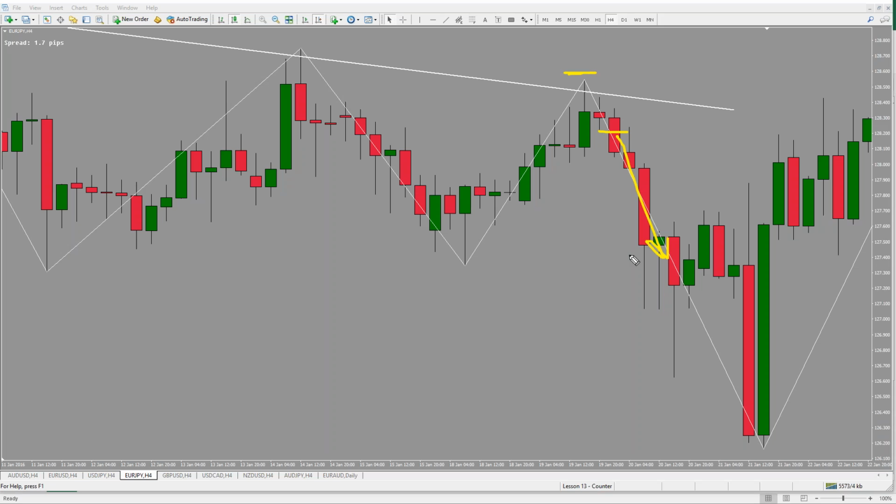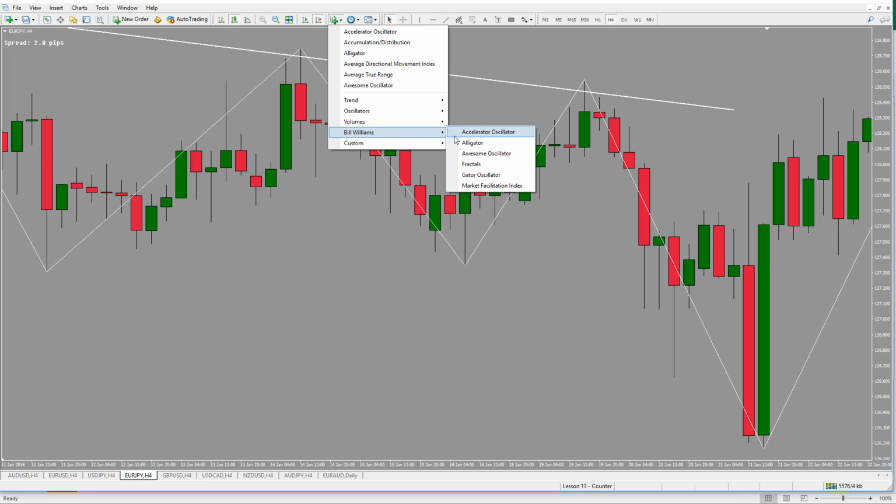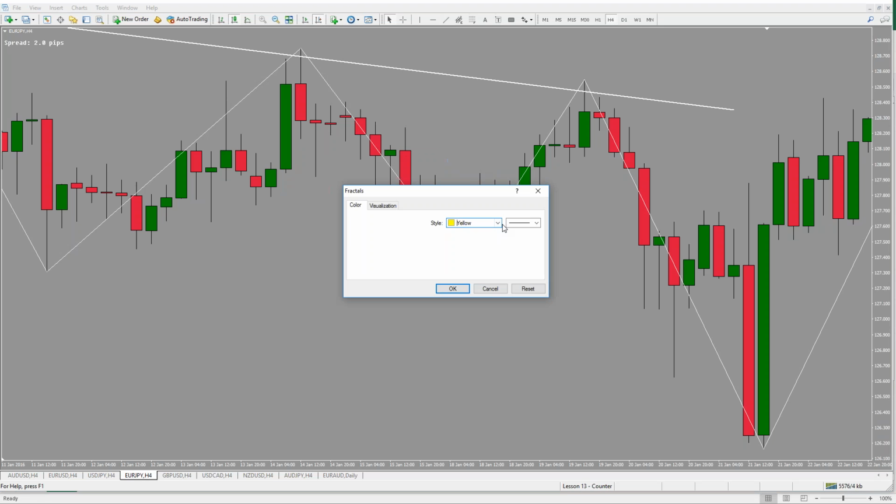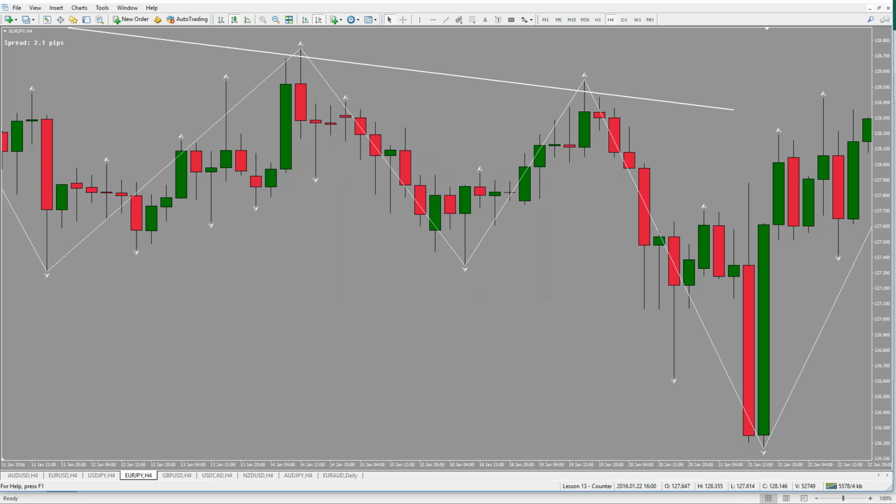If we are doing price action, I can bring the fractal back into my chart. Let me just add it in. Bill Williams, fractals. Let's make it white. Click it, and there it is. And you can see now that this is my fractal candle. However, I don't need the fractal there to tell me that this is an inside candle at a resistance level. So please understand that.